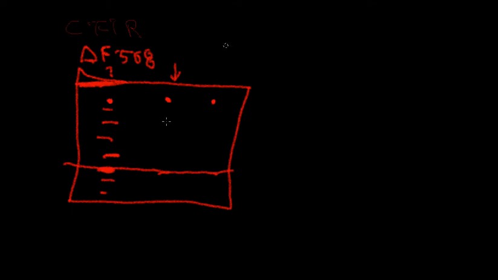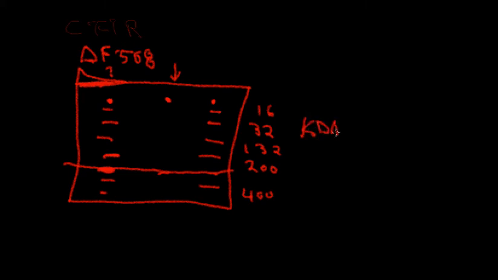Okay, and then we're going to run a ladder of known mouse RNA strands. And in this ladder, we know we're supposed to have bands at the 16, 32, 132, 200, and 400 kilodalton range. So we can look and say, okay, this splotch right here is between the 200 and 400 kilodalton range. That's where we want to be looking.